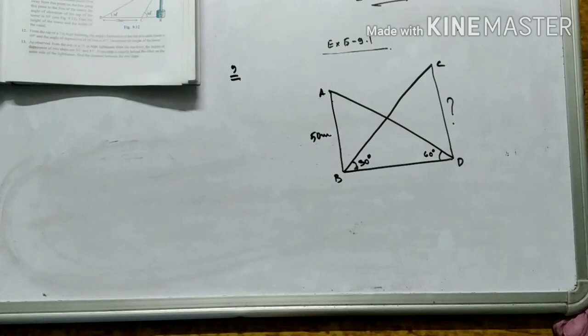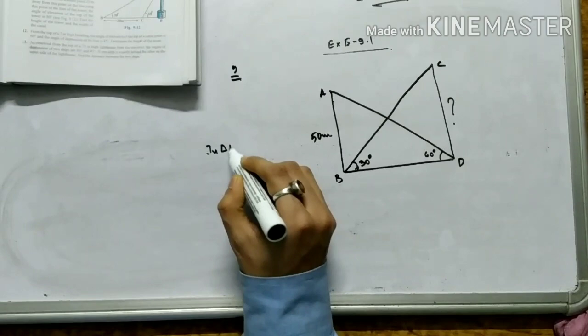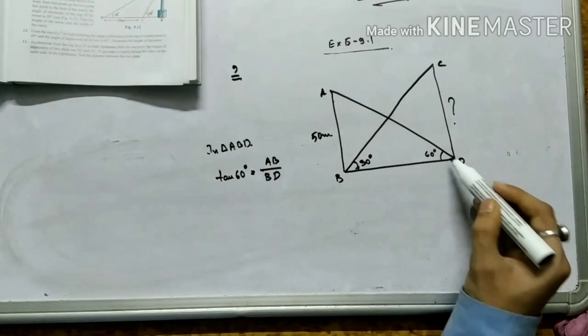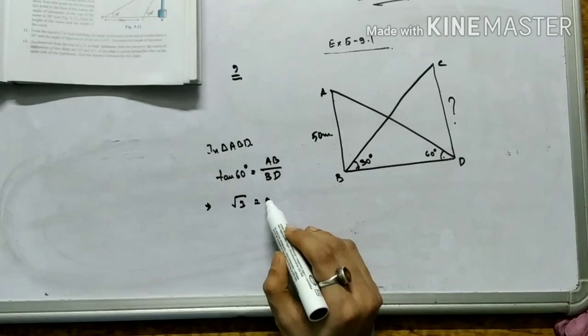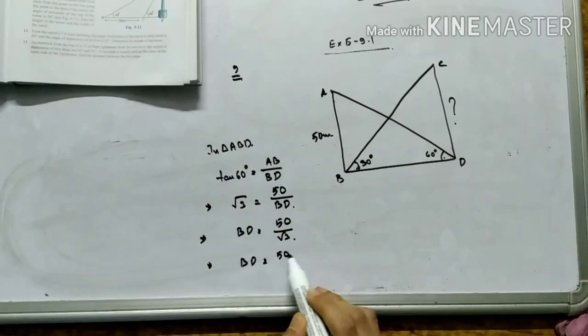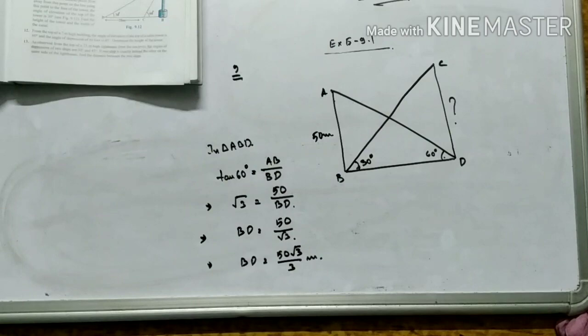Now in here, first of all, I will take this triangle, triangle ABD. What will I use? I will use tan 60. Tan 60 is equal to AB by BD. Tan 60 is root 3, equal to AB, which is 50, by BD. So BD is equal to 50 by root 3, which is ultimately BD equal to 50 root 3 by 3 meter. So BD value I got is 50 root 3 by 3.